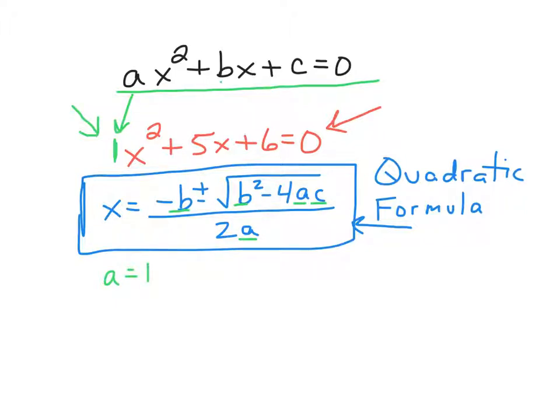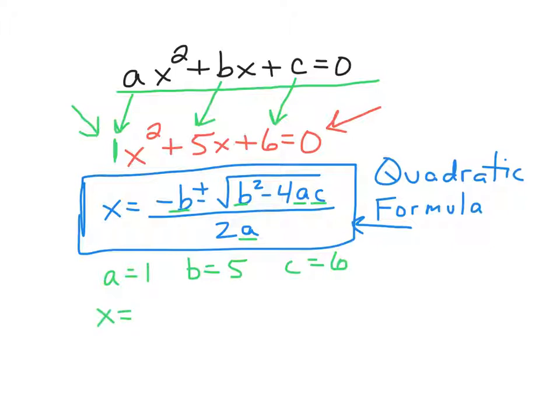B is the number that's right before the x, so my B is equal to 5. And C is the constant that I have, just the number by itself, so C is equal to 6. In order to go through now and solve this, I am just going to plug those numbers in for the A's, B's, and C's in that formula. So let me run through and do that.